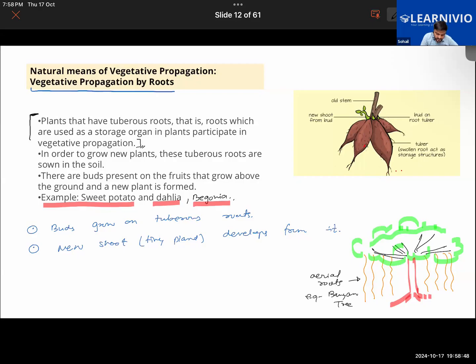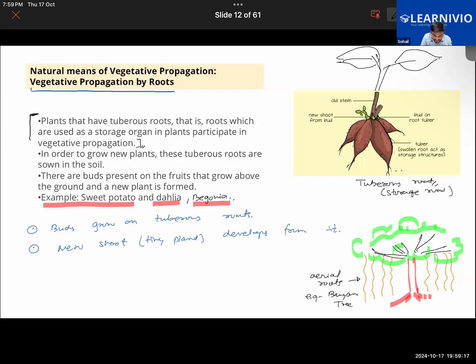What is the extra function performed by the tuberous root here? It is acting as a storage organ. Yes. The food produced by this plant is stored in this sweet potato. Like the food that is produced by the plant gets stored here. So this is acting as a storage organ. That's why this is a modified root.